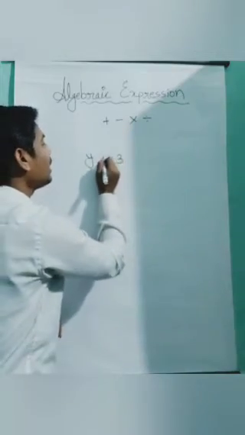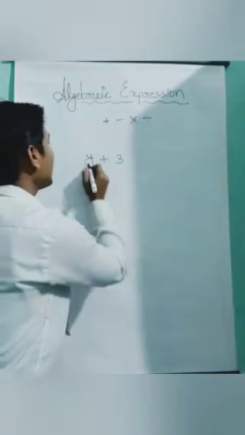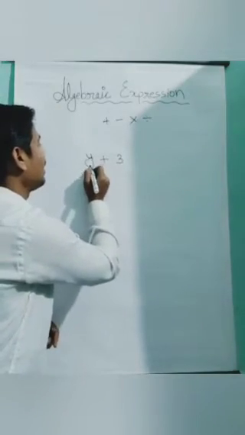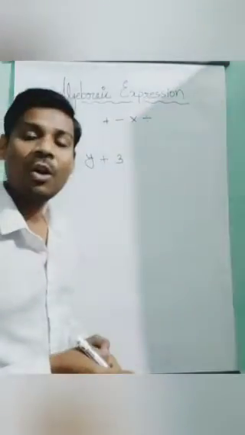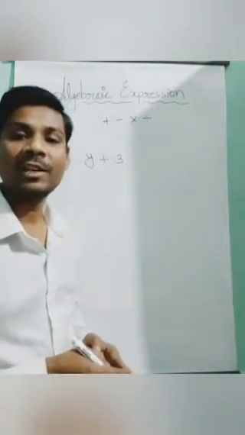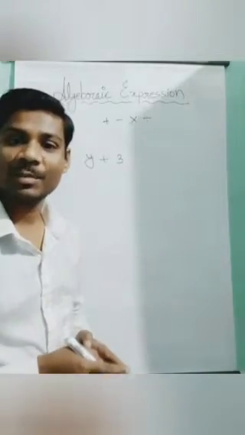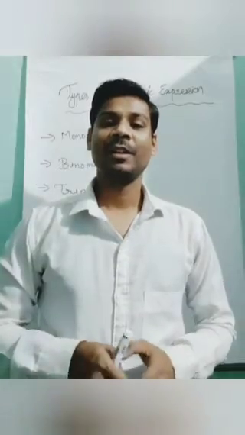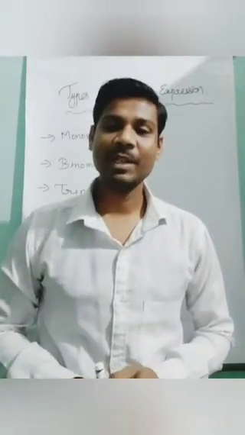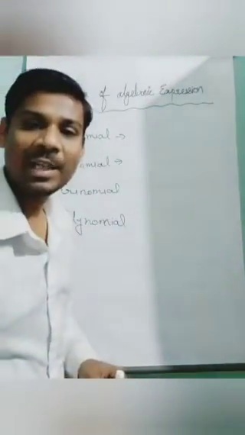I am taking the addition operation here. So the expression is y plus 3. So we can say that a combination of variable and constant forms an algebraic expression. Now let's discuss types of algebraic expression. There are different types of algebraic expression.